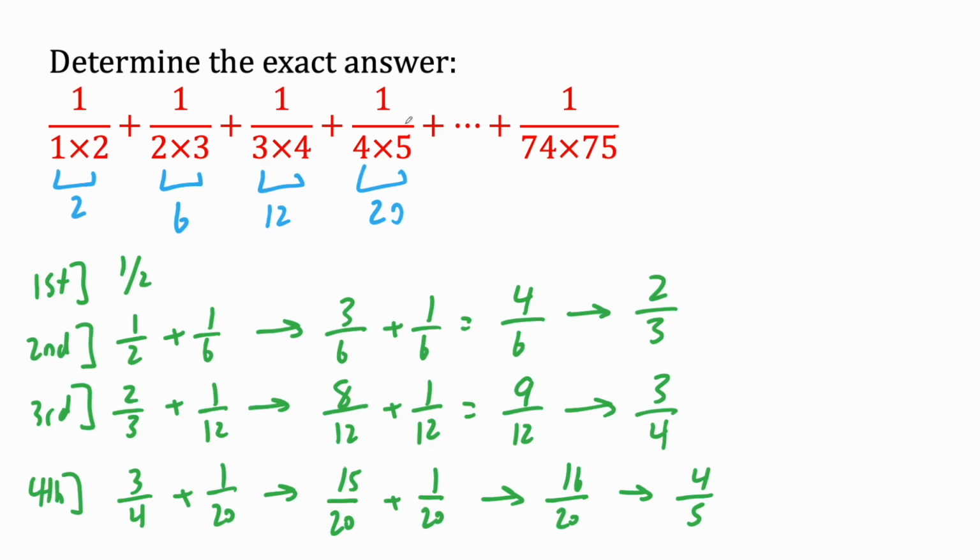And further, if you look at it, the first term gave you 1/2. So this 1 is in the numerator, this 2 in the denominator. The second term gave you 2/3. This term in the numerator, this term in the denominator. Third gave you 3/4. So this is in the numerator, this is in the denominator. And so for ours, it's going to be 74 divided by 75. And this right here is our final answer.